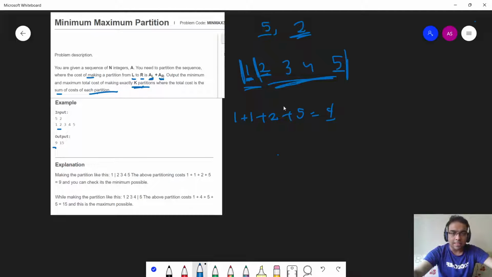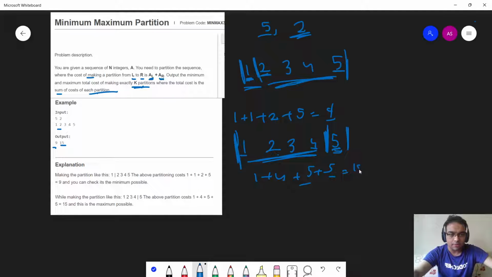And for the maximum, the problem is saying that we can partition it in such a way. First I am given my 1, 2, 3, 4, 5. So let's partition the array like this. The cost of this partition is 1 plus 4, the starting element plus the ending element, and the other partition is 5 plus 5, because the starting element is itself and the ending element is the element itself. So your cost is 5 plus 5, 10, 14 and 15, and hence the answer for this case is 15. So this is what the problem statement is asking.